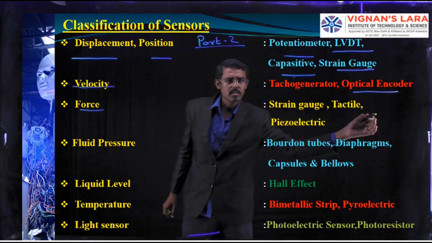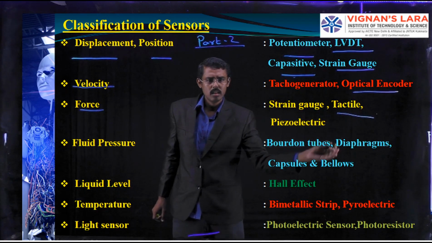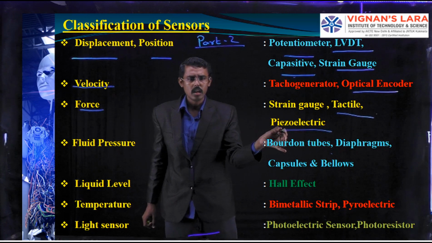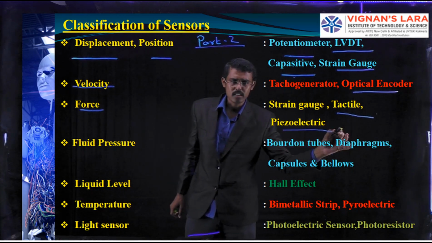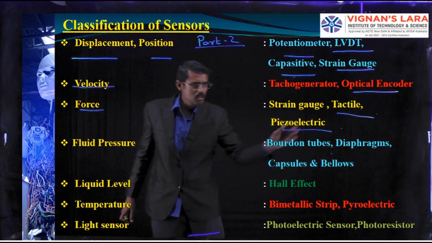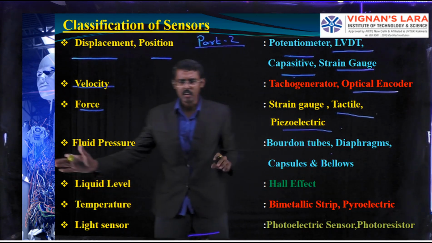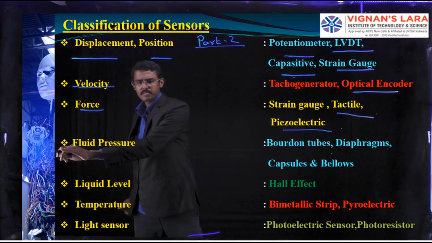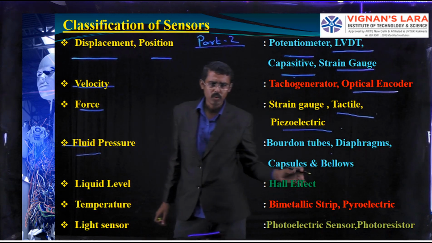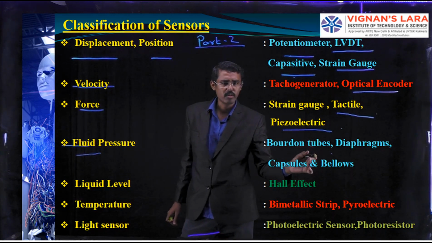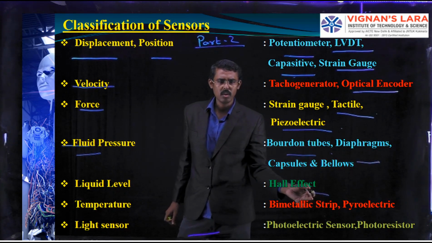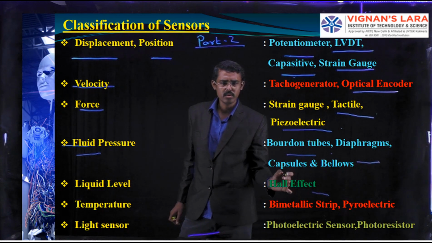And also we have seen the tactile sensors and piezoelectric sensors, with the important topic of the reverse piezoelectric effect, used for measurement by radars and underwater ships. And then we have seen how we measure fluid pressure. We used Bourdon tubes. We saw one animated video also here, on Bourdon tubes, diaphragms, capsules and bellows.